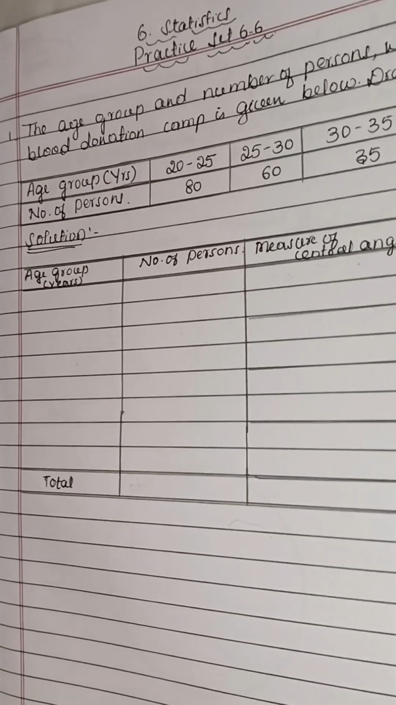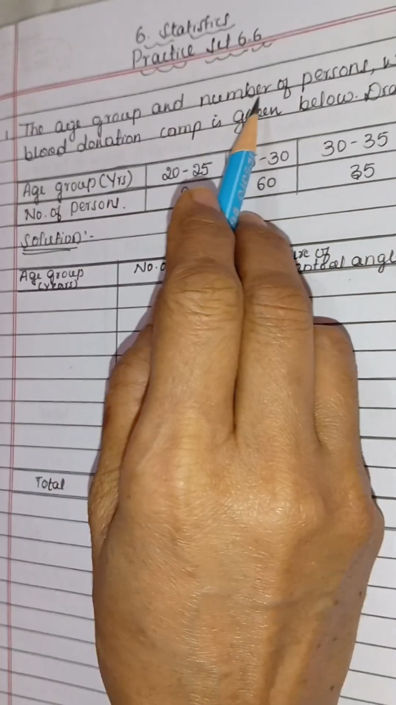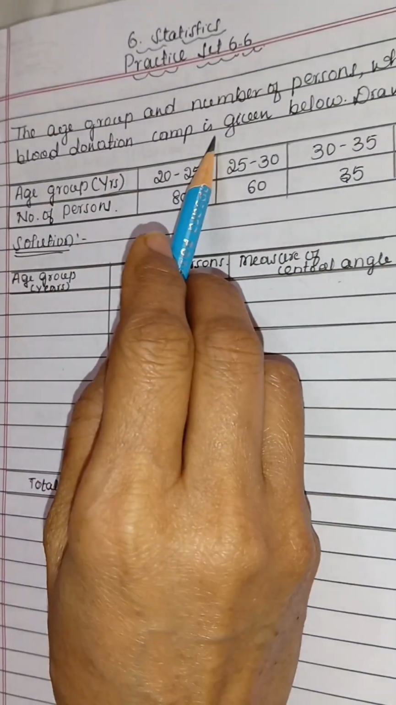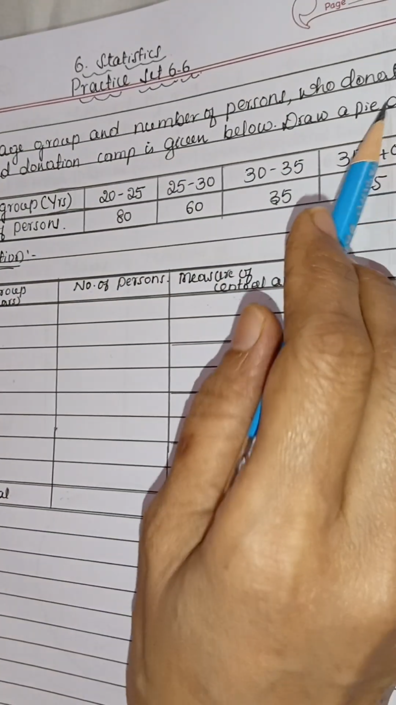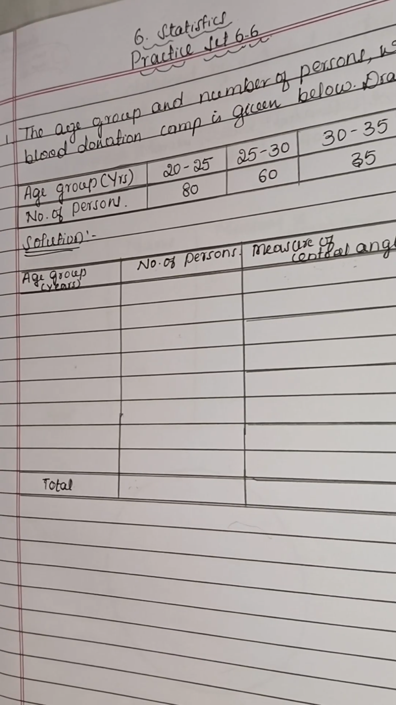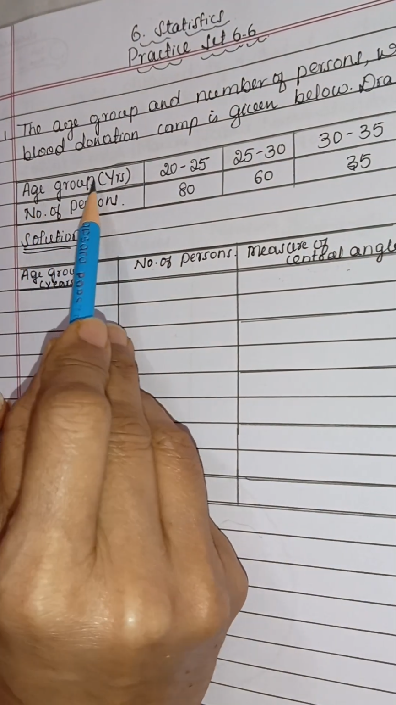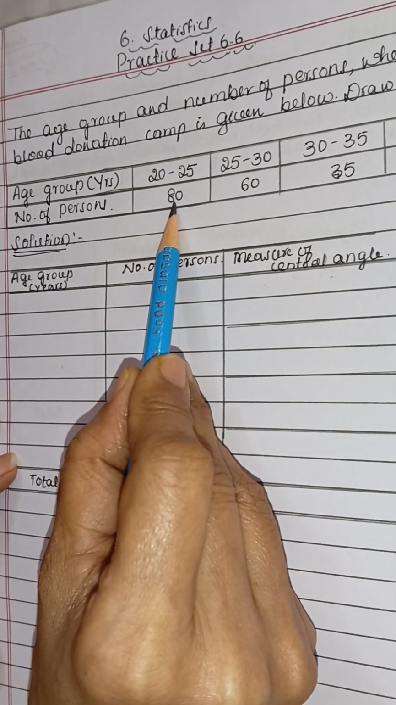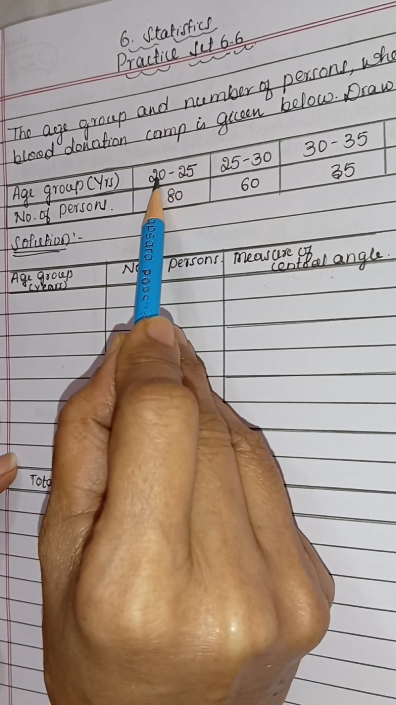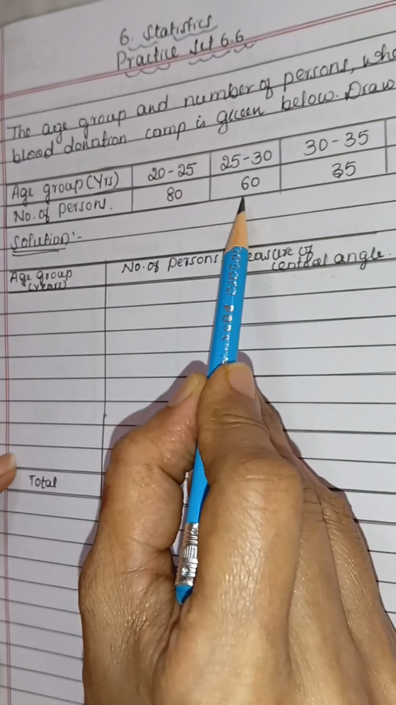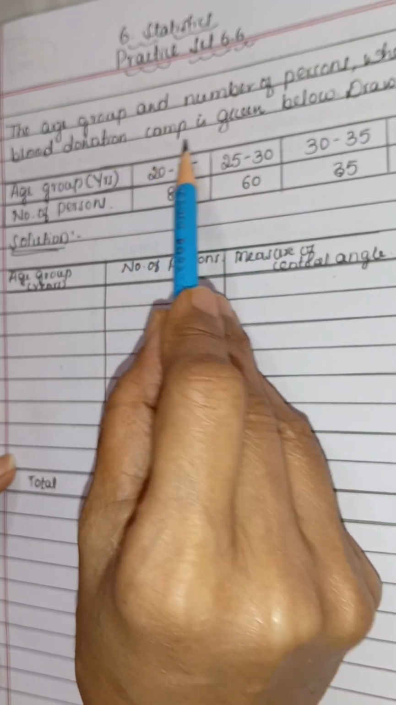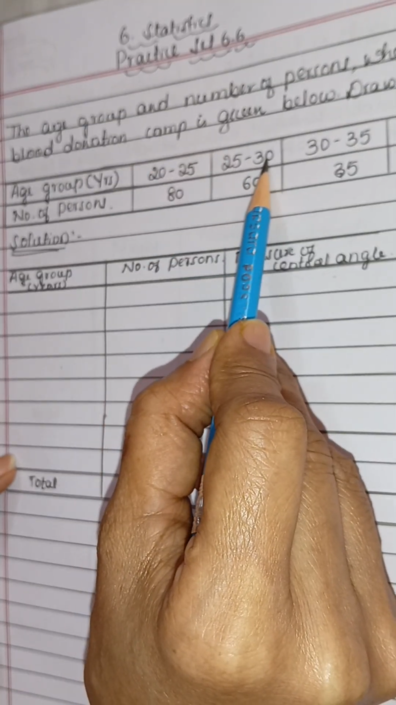The first question is: the age group and the number of persons who donated blood at a blood donation camp is given below. Draw a pie diagram. The first column shows age group in years. The second column shows number of persons. 80 people of age 20 to 25, then 60 people of age 25 to 30 have donated blood.